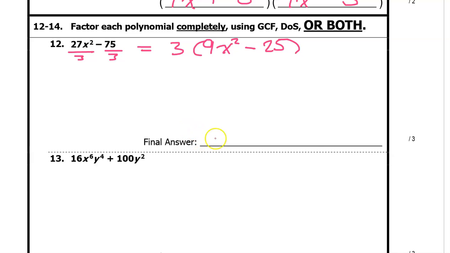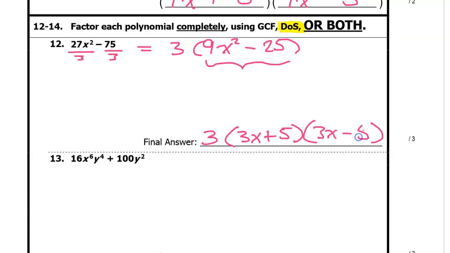A common mistake is to put this as the final answer, but you have to watch out for the difference of squares part. We did the GCF, but what about the difference of squares? 9x squared minus 25 is the difference of squares. So I'm going to keep the 3, all right? Don't forget the GCF. That's a permanent part of the answer. But I'm going to take the 9x squared minus 25 and do the difference of squares pattern. So this will be 3x plus 5 times 3x minus 5.